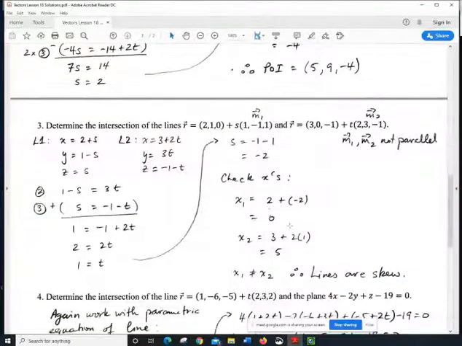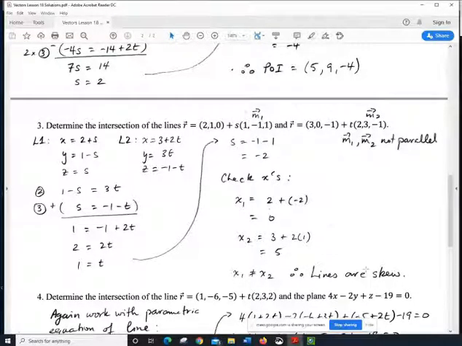Okay, so I went through the same set of steps. I equated in this case 2 and 3, solved for S and T, but when I checked the X components, I didn't get the same value. So that means that the values of S and T that make the Y and Z components the same don't make the X components the same. So the conclusion is that the lines are skew.